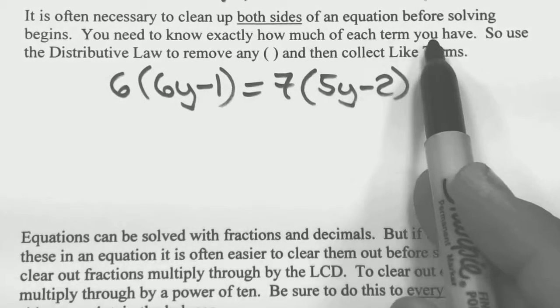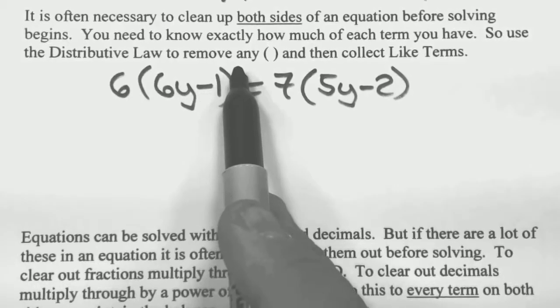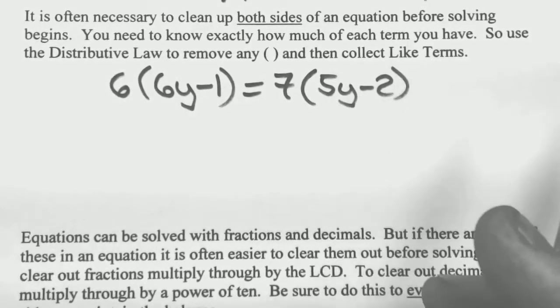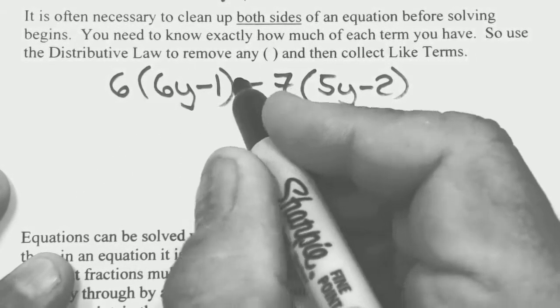As I said, you need to know exactly how much of each term you have, so use the distributive law to remove any parentheses and then collect like terms. Well, okay, here we go. You do the cleanup on each side separately.